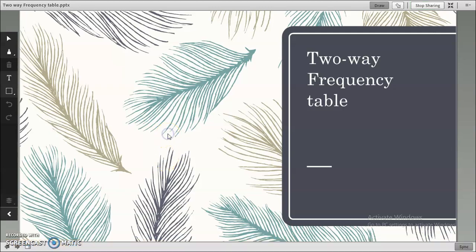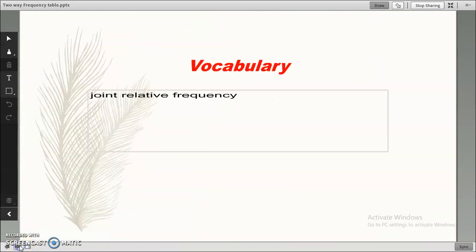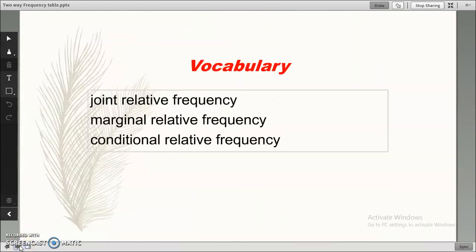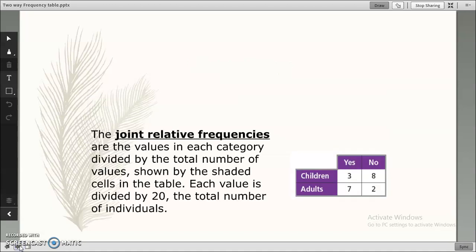Hello, let's dive a little bit deeper into two-way frequency tables. So let's talk about joint relative frequency, marginal relative frequency, and conditional relative frequency. Joint relative frequencies are the values in each category divided by the total number of values shown in the shaded cells in the table.